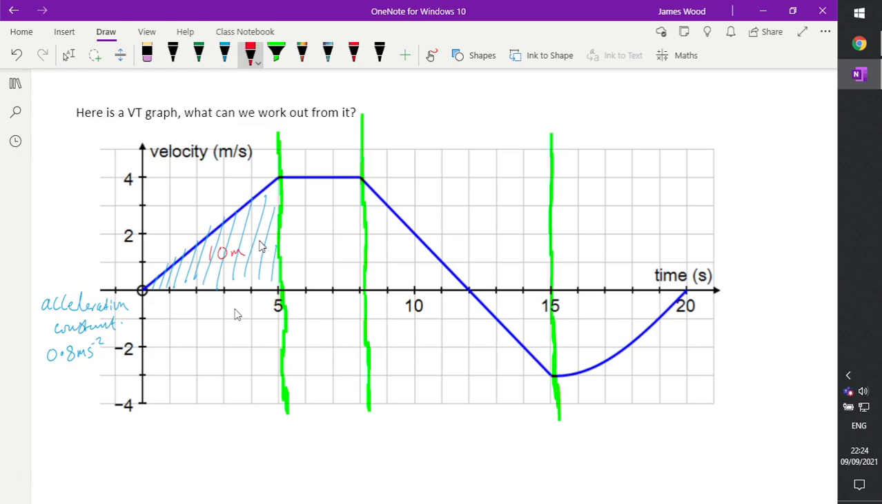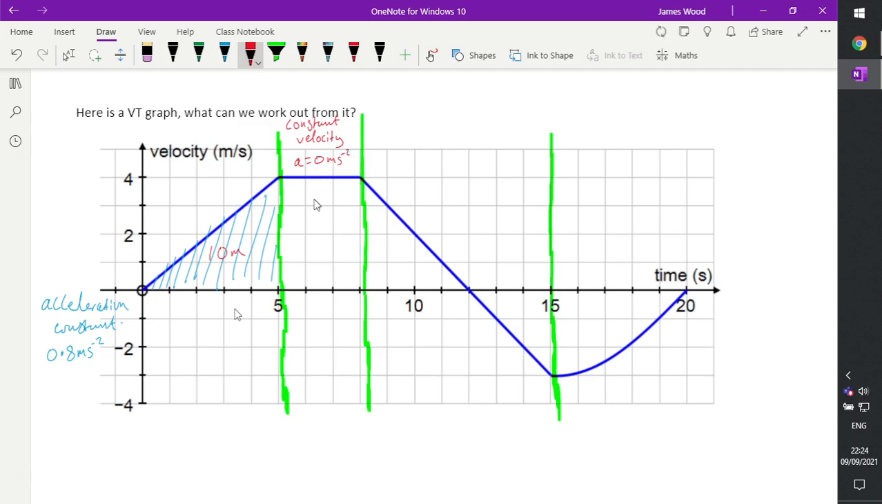In the next section, the second section, well, it's flat. So the gradient is 0. So that means the rate of change of velocity is 0. So we've got a constant speed, or a constant velocity, which means that the acceleration is 0 meters per second squared.